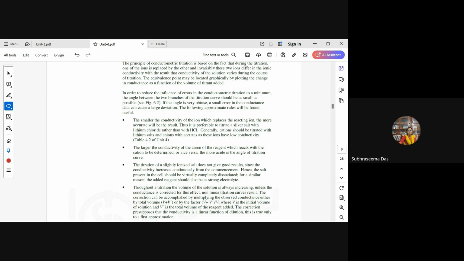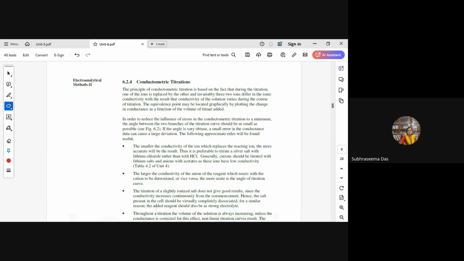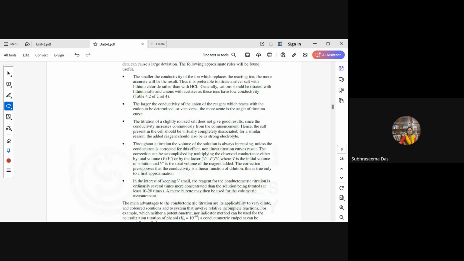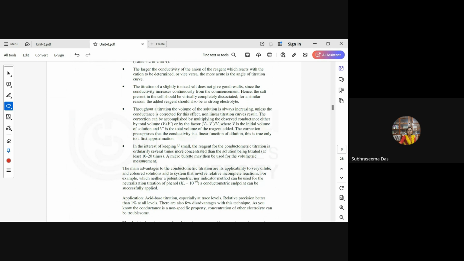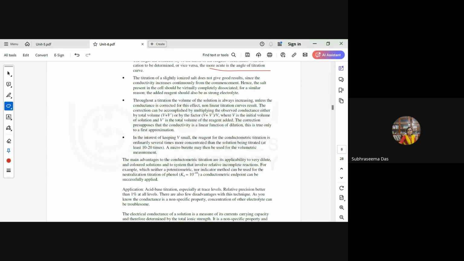Therefore, the following rules have been found to be useful during conductometric titrations. The smaller the conductivity of the ion which replaces the reacting ion, the more accurate is the result. The larger the conductivity of the ion of the reagent which reacts with the cation, the more accurate is the titration. The titration of a slightly ionized salt does not give good results. Since the conductivity increases continuously from the start, the salt present in the cell should be completely dissociated, and it should also be a strong electrolyte for better results.